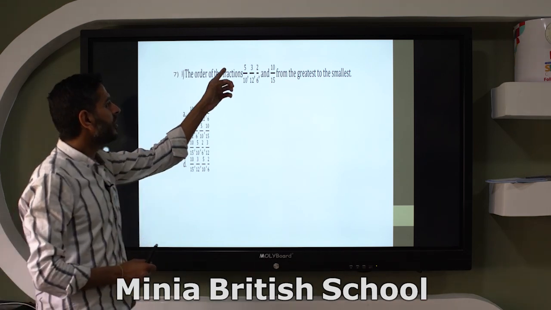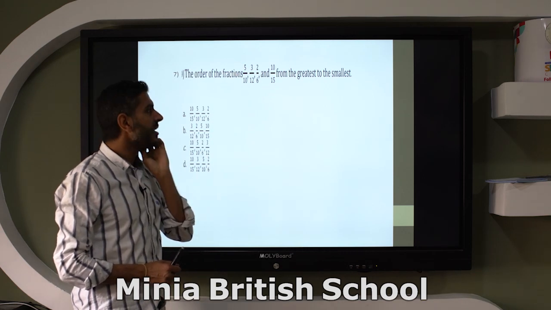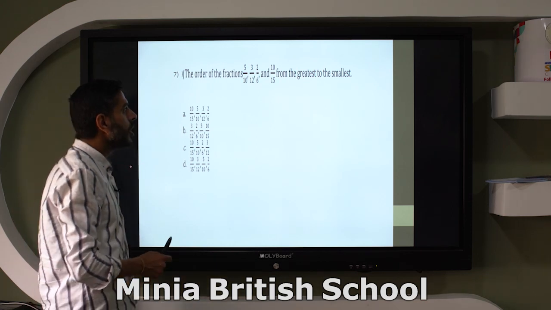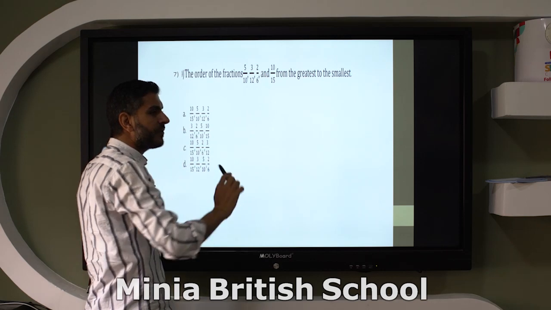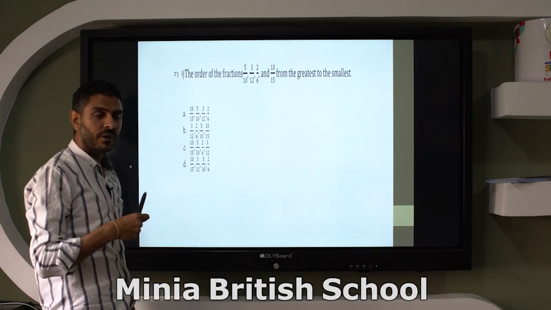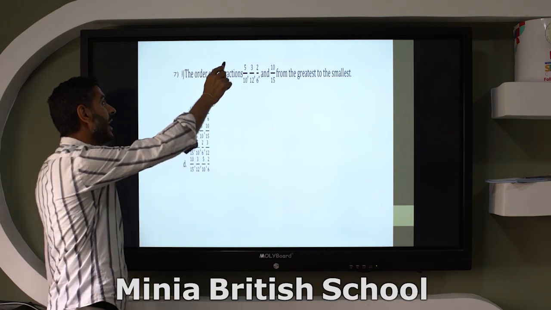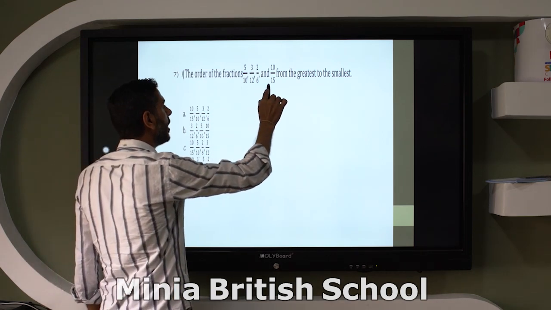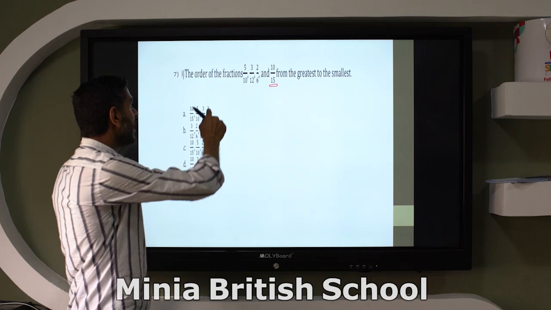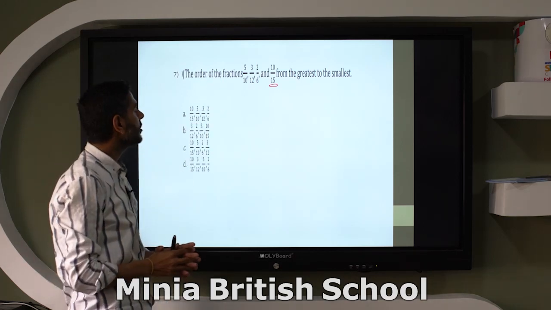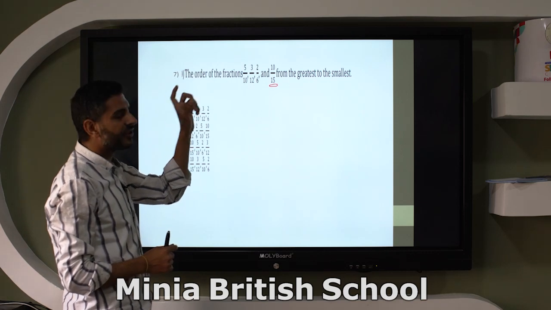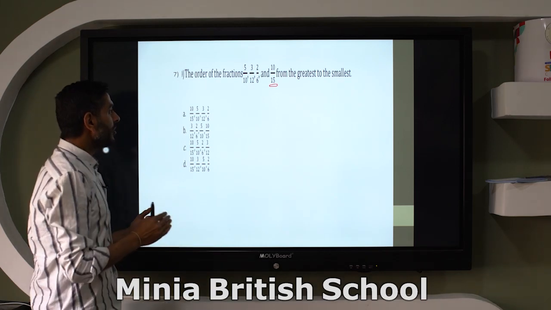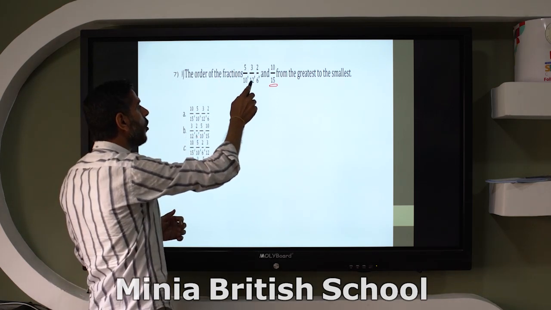Order the fractions 5 over 10, 3 over 12, 2 over 6, and 10 over 15 from greatest to smallest. Here, 10 over 15 is more than half. And 5 over 10 equals half. So the first one is 10 over 15, because it's more than half, and 5 over 10 equals half. What about 3 over 12 and 2 over 6? Both of them are less than half. Which is the greatest?